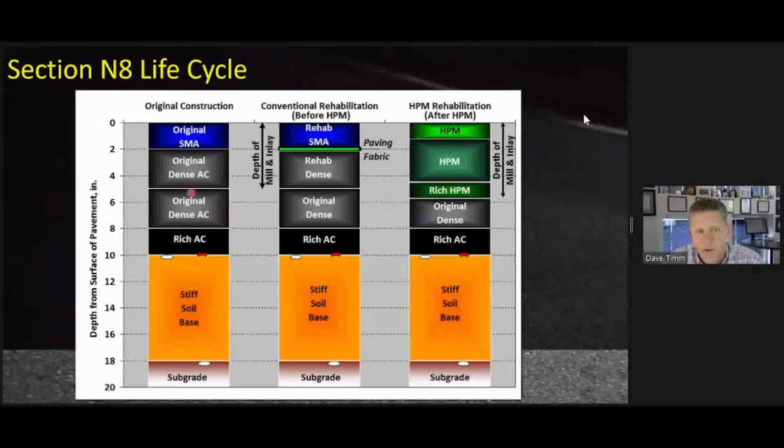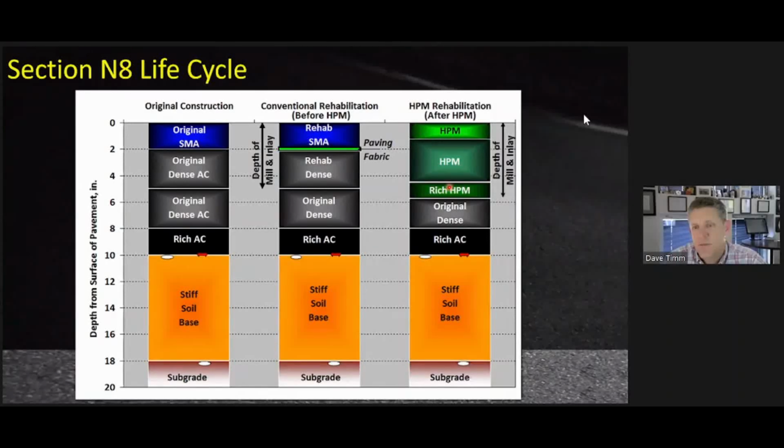So this is the original cross section, 10 inches here. We did a mill and inlay. We rehabbed it about half the depth, and then this rehab lasted about 3.5 million easels, and then we did a more aggressive mill and inlay where we used highly polymer modified mix.